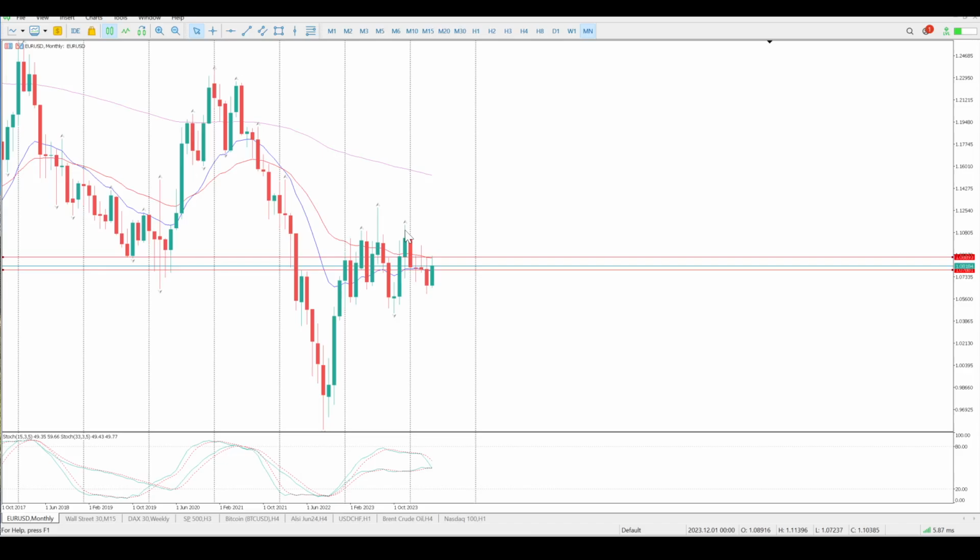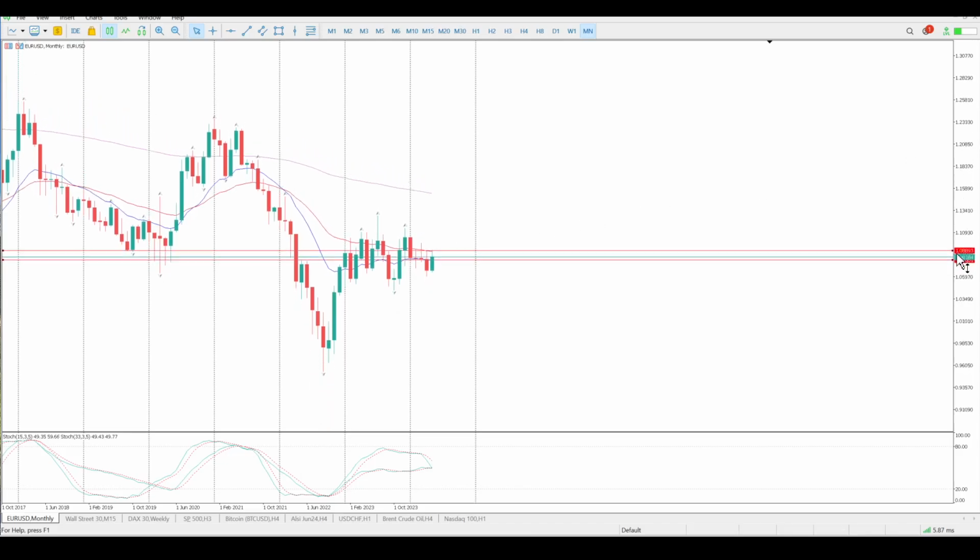So nothing really to read into this. This is a range. It's a massive range. It's a big consolidation pattern this year so far, which is what makes it so difficult to trade.